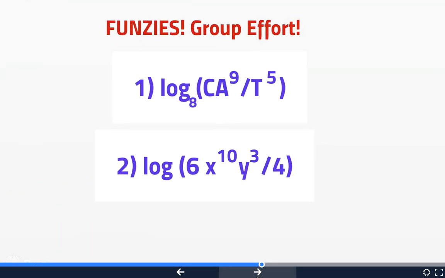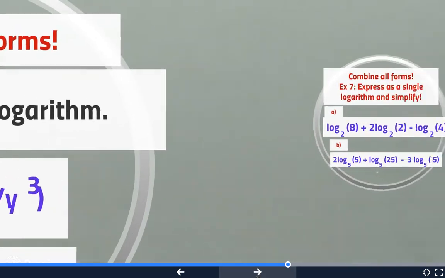Here's our funsie, which the fun times will be held later on, don't you worry.